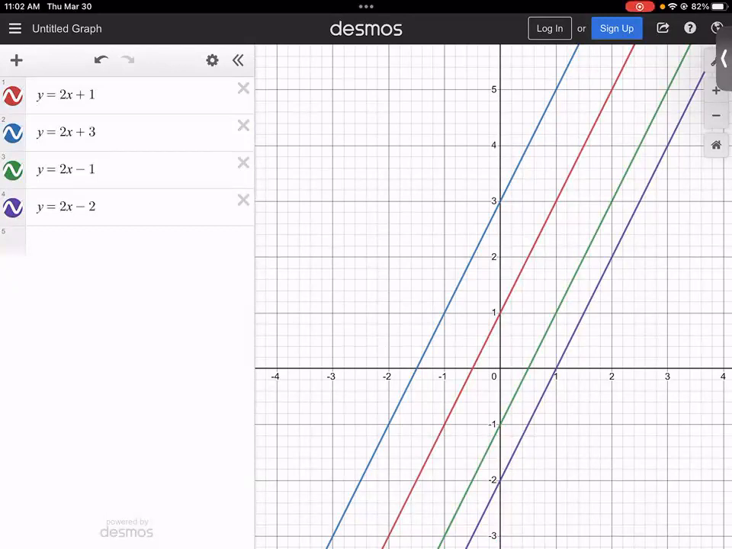You know what I noticed? That these lines are all parallel. That's what you said? I just couldn't hear her. She was being timid. Okay, so why do you think they're all parallel? What is a feature about each line? Okay, what do you think that 2 is doing?